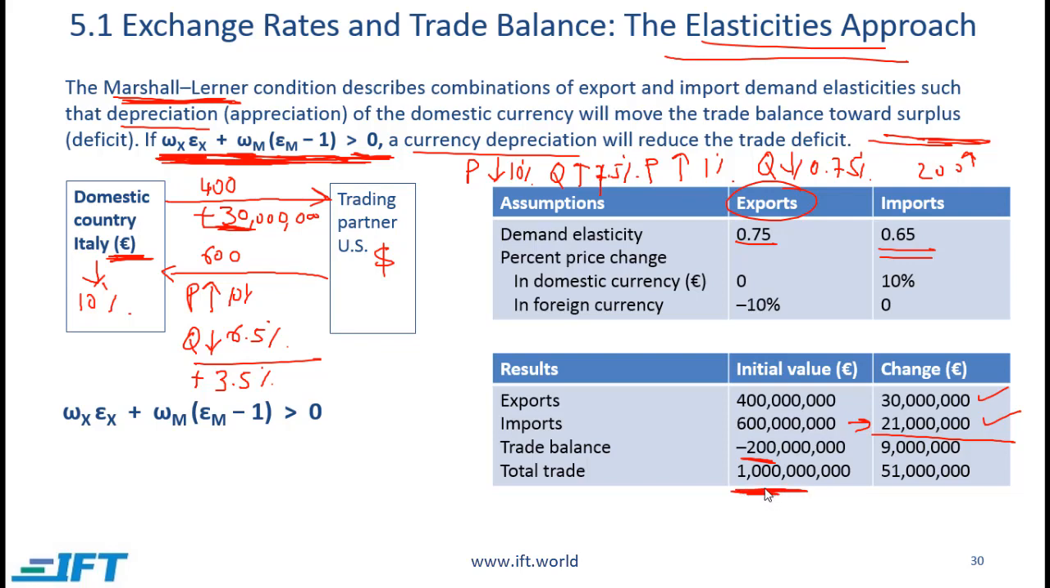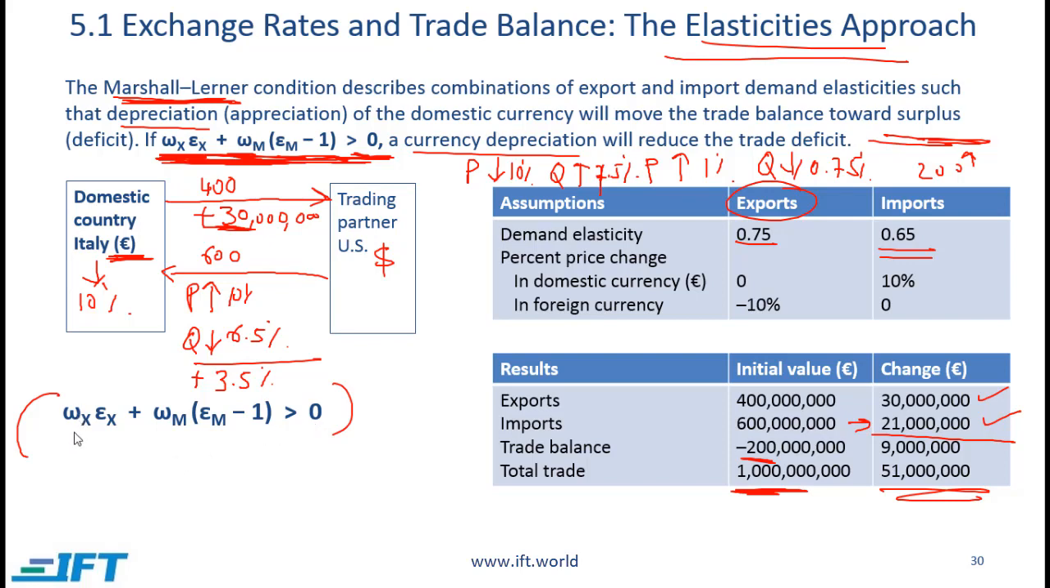Initially, the total trade was a billion. Now that total trade has increased by 51 million because both the imports and the exports have increased. Let us now come back to this Marshall-Lerner condition, and we'll see that this condition does indeed hold true.